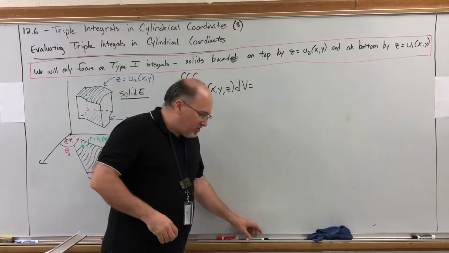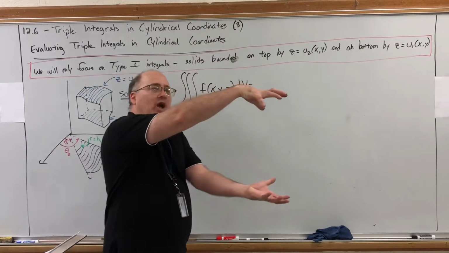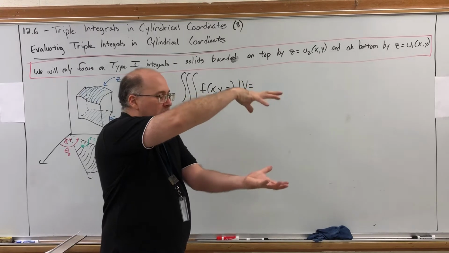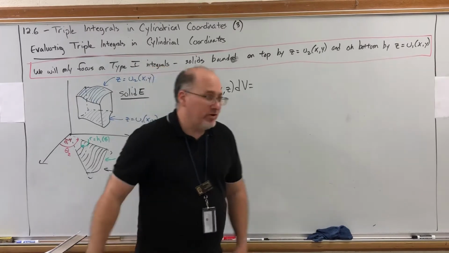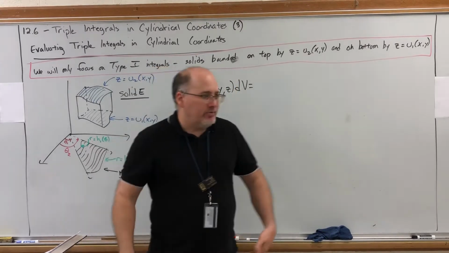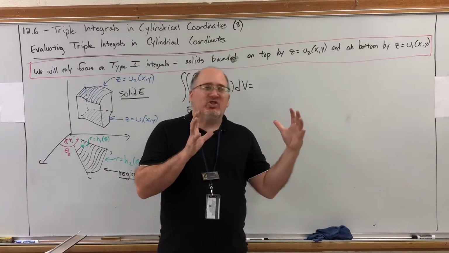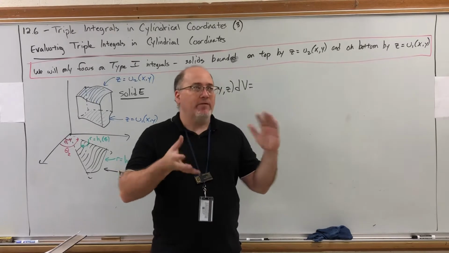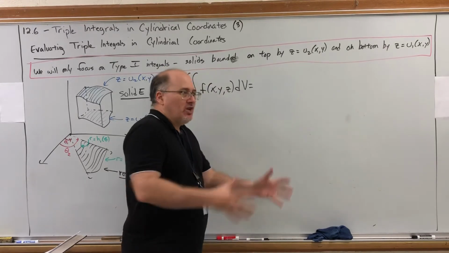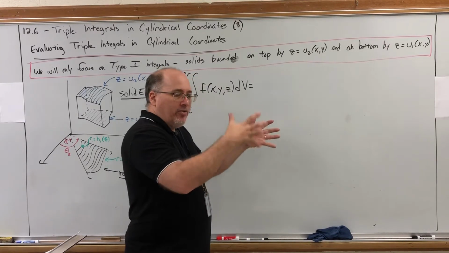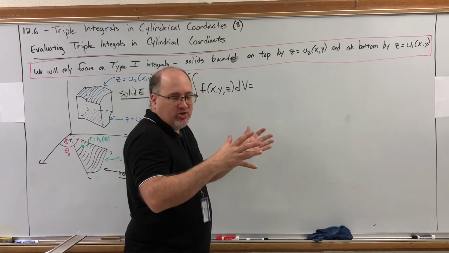In the previous series of videos, we talked about three types of solids. Type 1, where the top and bottom of the solid were bounded by functions of x and y. Another one, we'll call it type 2, where the left and the right sides of the solid were bounded by equations of the form y equals some function of x and z. And the third type of solid was where our solid was bounded on the front and back by equations of the form x equals some function of y and z.